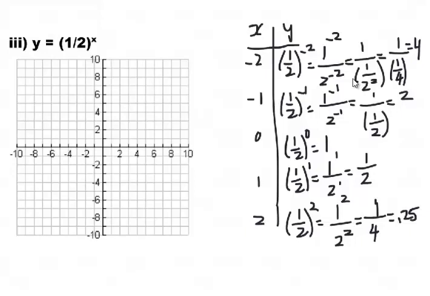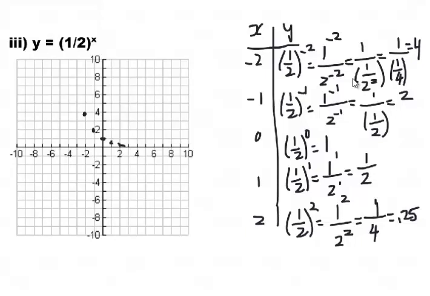Now, when x is negative 2, y is 4, which is here. When x is negative 1, y is 2, which is here. But when x is 0, y is 1. When x is 1, y is 0.5, which is here. And when x is 2, y is 0.25, which is somewhere very close to the x-axis.